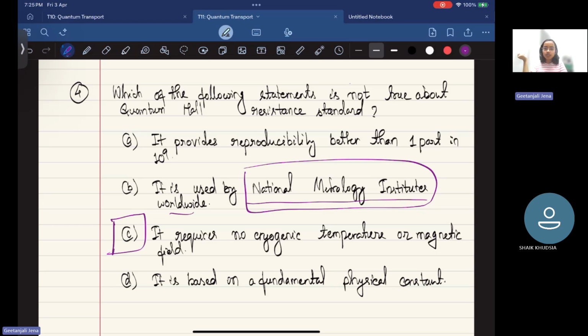And we always need a magnetic field to see the quantum Hall effect. If there is no magnetic field, we won't see any quantum Hall effect. We won't see these plateaus in the resistance. Okay, so that means option C is not true for the quantum Hall resistance standard.